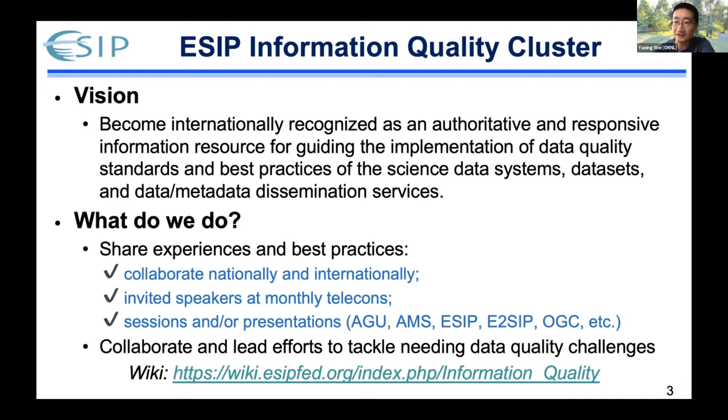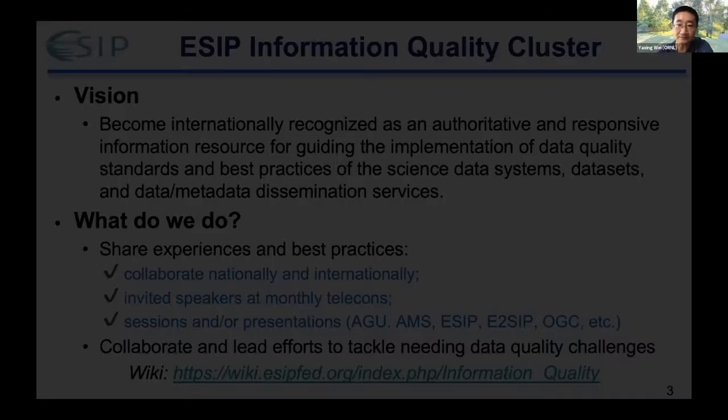So our approach includes sharing experiences and best practices. We collaborate nationally and internationally, and invite speakers at monthly telecons, and we organize sessions and give presentations at meetings like AGU, ESIP, OGC, et cetera. And we collaborate and lead efforts to tackle pressing data quality challenges. And our wiki site provides many useful additional resources about information quality. So in the next few slides, I'm going to highlight some of the key achievements and ongoing efforts of IQC.